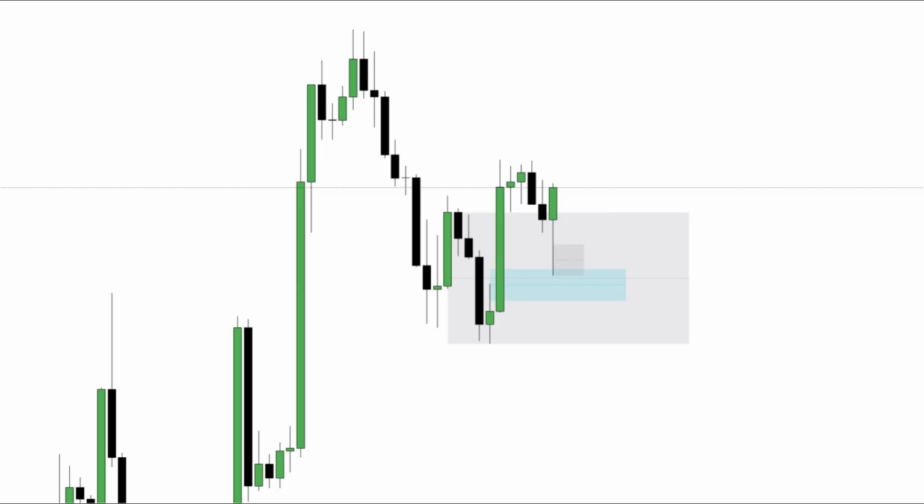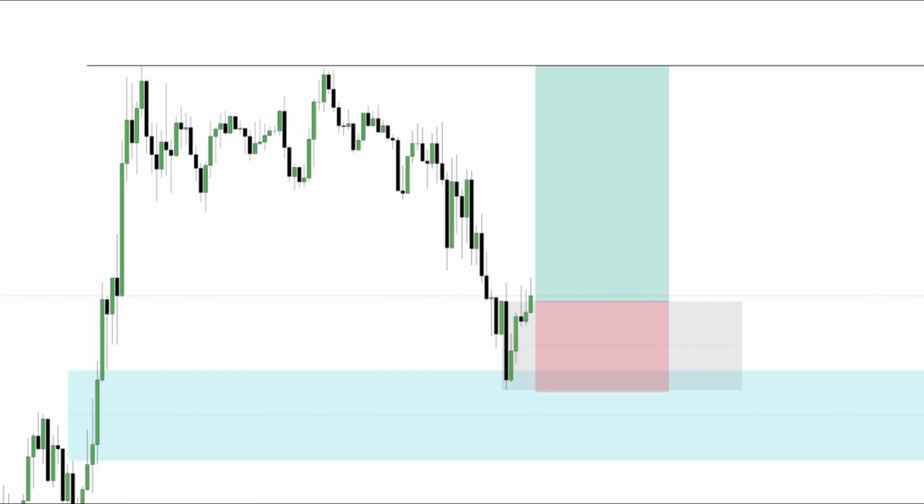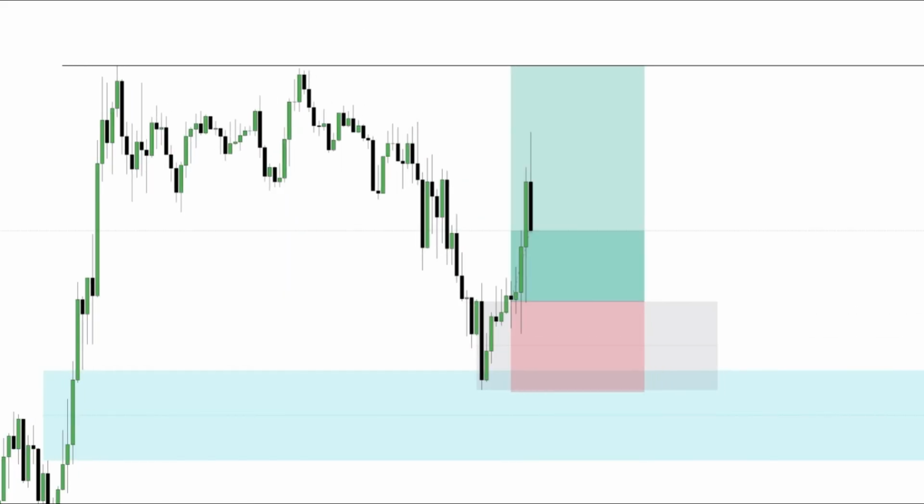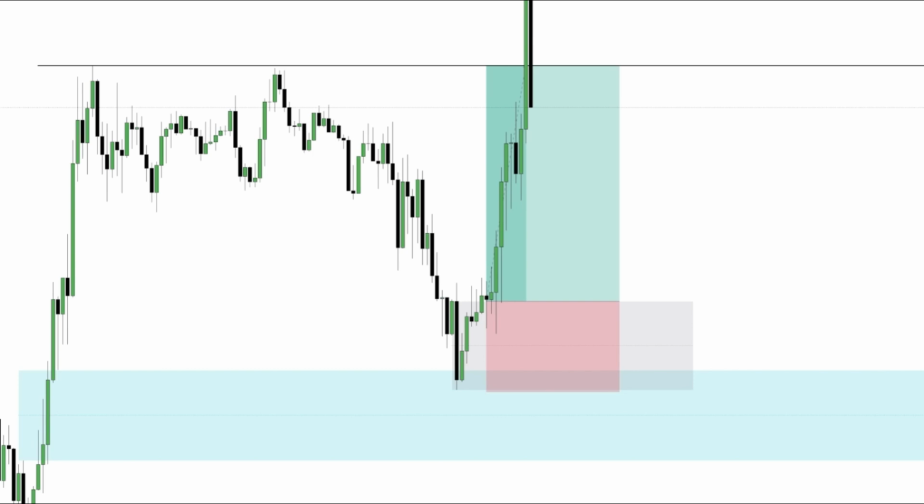The last thing we need to identify is variable number 5. This will be the nearest trouble area, either a fractal high or a fair value gap. In our case, this is the 4-hour equal high. The position can be opened with a risk-reward ratio of around 2.6, which is quite convenient for us.